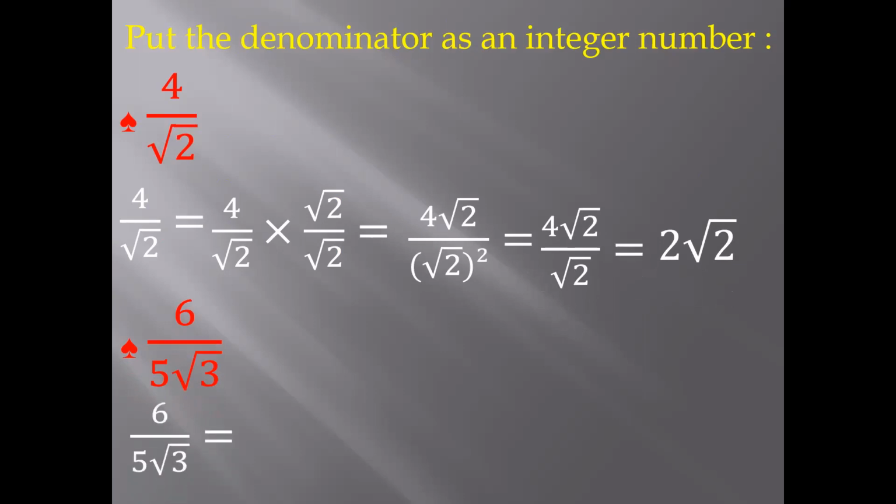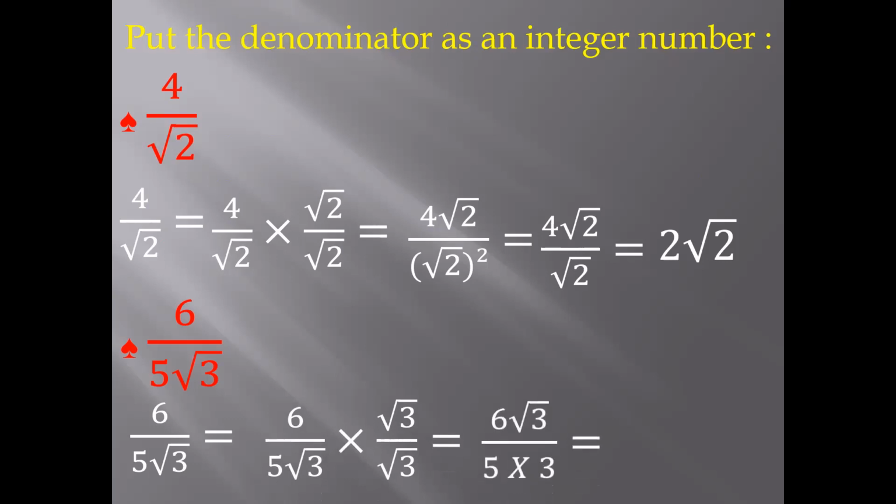I must cancel the root in the denominator because it is not an integer. So I multiply by root 3 over root 3, equals 6 root 3 over 5 times 3, which equals 15. So it will be 6 root 3 over 15. I cancel 3 with 6, it will be 2. So the answer will be 2 root 3 over 5. So I make here the denominator an integer number.